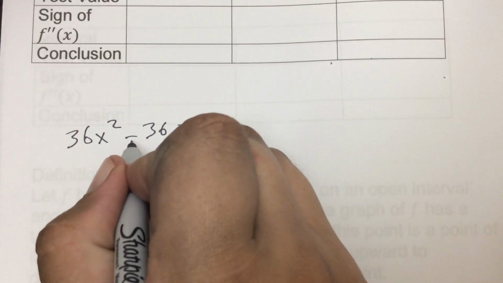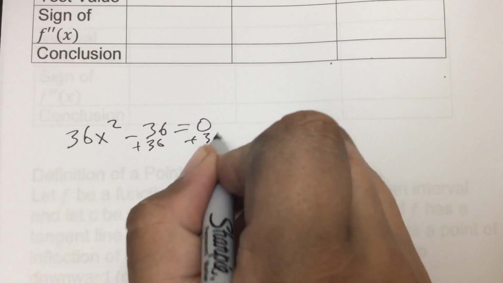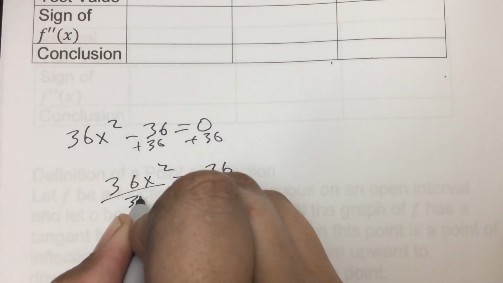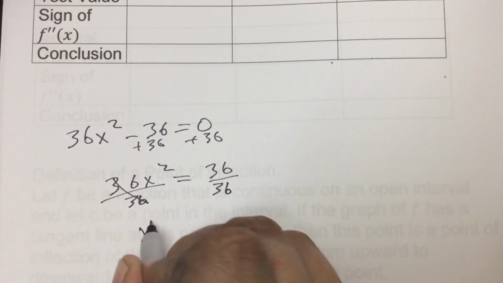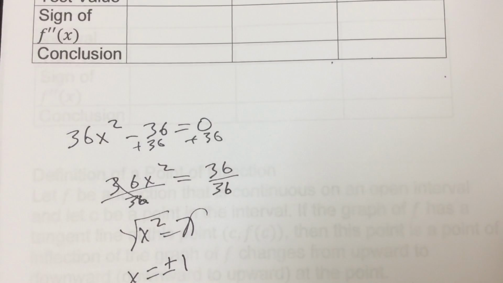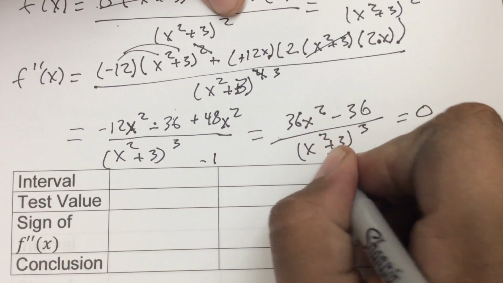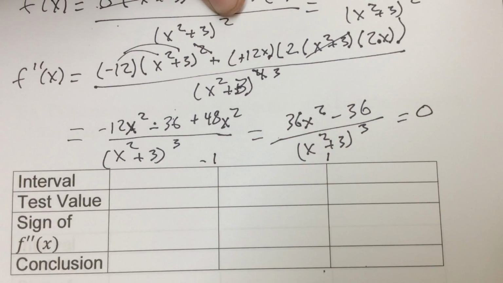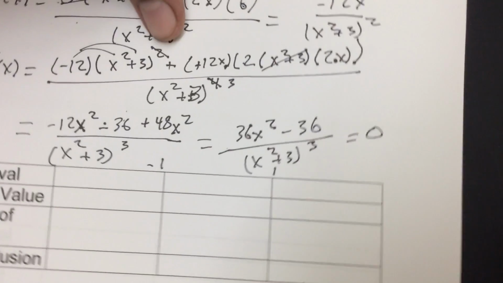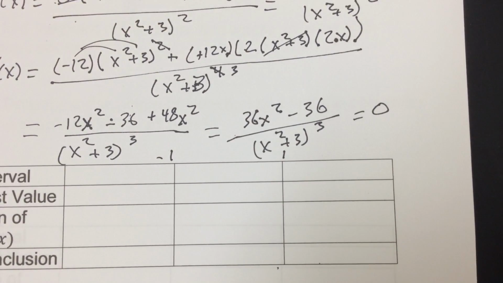So I can add the 36 over. So 36x squared would equal 36, divided by 36, x squared would equal 1. So when we square root, x would equal plus or minus 1. So those are going to be our breaks. So negative 1 and 1. This is that possible point of inflection. So P of I. So points of inflection are where it's going to switch. I'm getting ahead of myself.